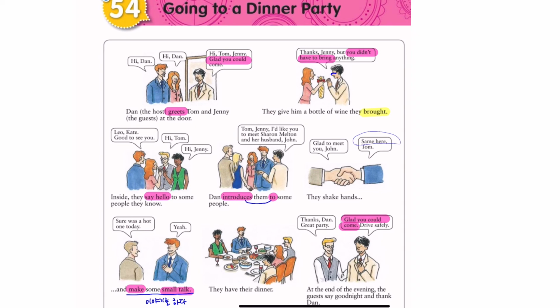"Leo, Kate, good to see you." "Hi, Tom. Hi, Jenny." Dan introduces them to some people. "Tom, Jenny, I'd like you to meet Sharon Melton and her husband, John." They shake hands. "Glad to meet you, John." "Same here, Tom." And make some small talk. "Sure was a hot one today." "Yeah." They have their dinner.